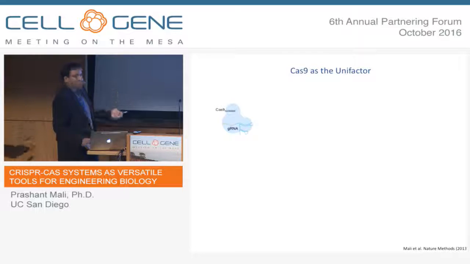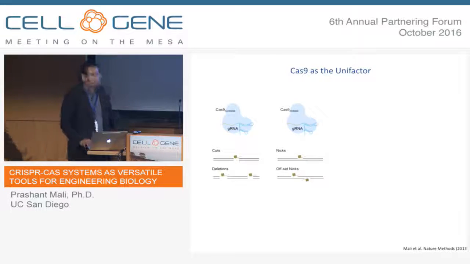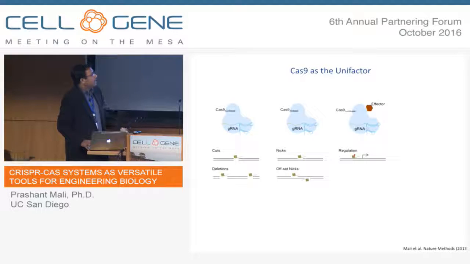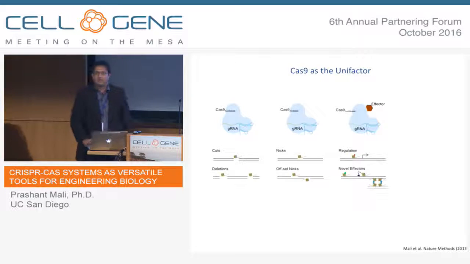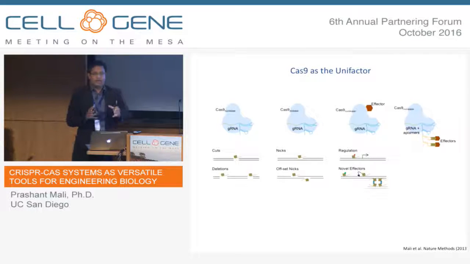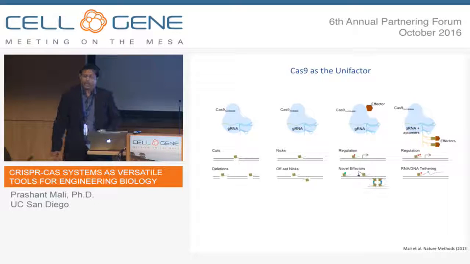For instance, it can be used as a nuclease to make cuts and deletions in the genome and trigger homologous recombination. You can convert it into a nickase to make nicks or make safe double-stranded breaks by using an offset nicking mechanism. As I mentioned, you can take a nuclease null version of the Cas9, attach an effector domain onto it, and use it for targeted genome regulation or a host of other novel effector functionalities. And the same can also be done by recruiting effectors via RNA aptamers attached to the guide RNA, again for genome regulation or a host of other novel functionalities.